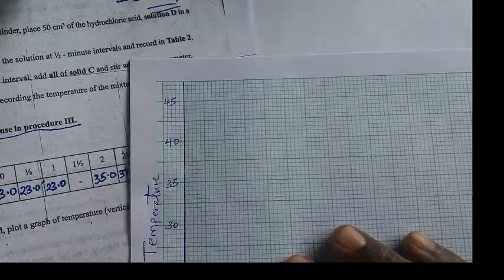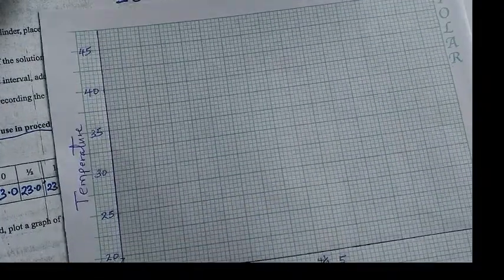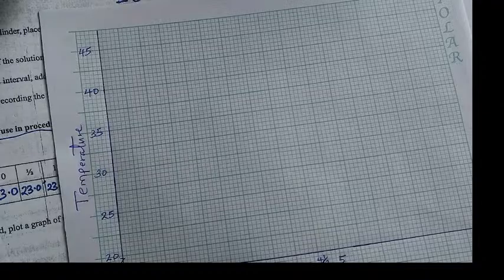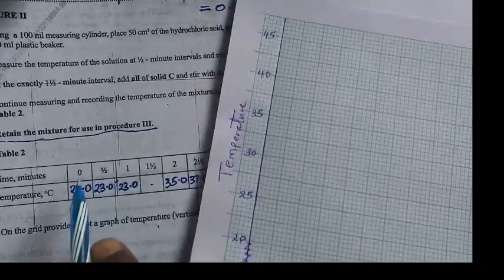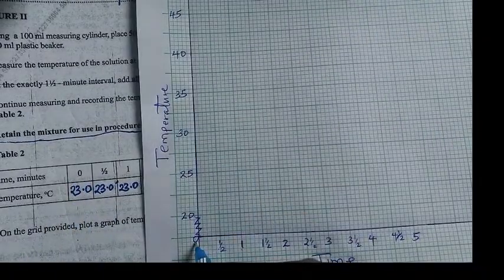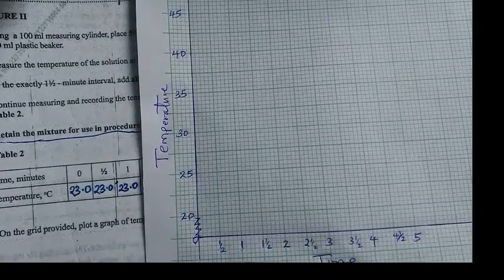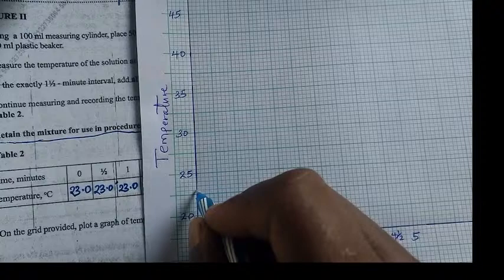Now, let's draw our graph. I have drawn the temperature against time. When time is 0, the temperature is 20. So it is here.